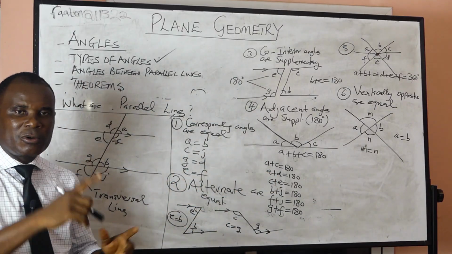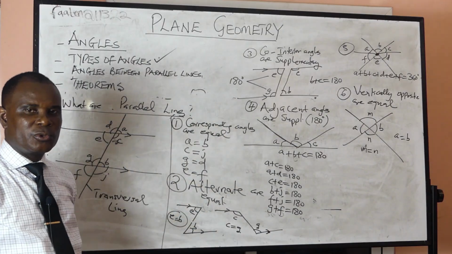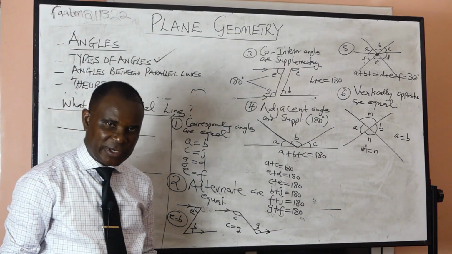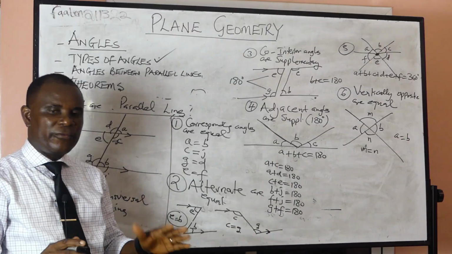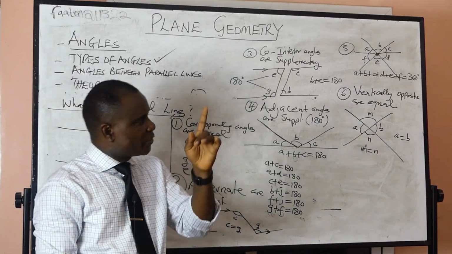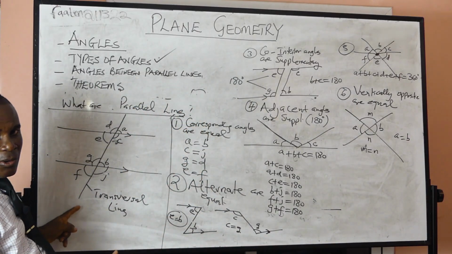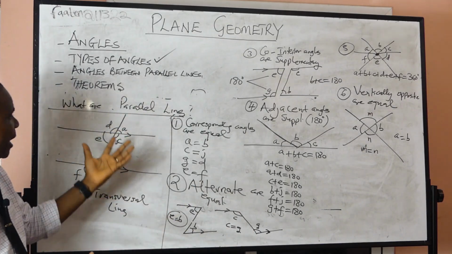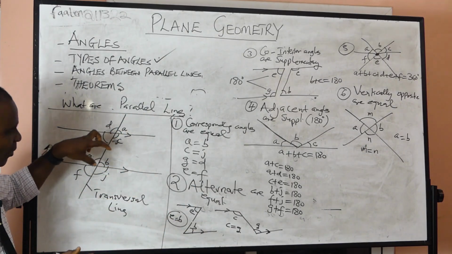And now if I pass a line through two parallel lines, I'm going to call that line a transversal line. And for as much as angles are formed when lines intersect, since the transversal line is coming to cut across these parallel lines, then there are angles from there. So what's the relationship between those angles that are formed between those lines?